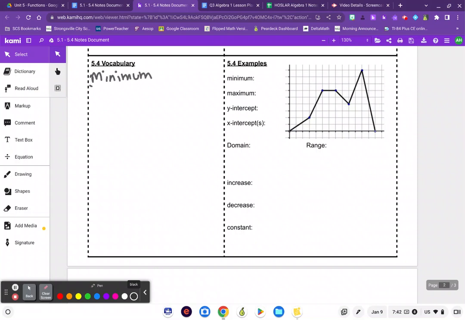And we've talked about the word minimum before, but not in the context of a graph. Minimum is just the smallest amount that you can have, the lowest. And when we talk about the minimum of a function, we are talking about the lowest y value. Not x value. It's the lowest y value. The lowest output. So I'm going to put that in parentheses here. The lowest output.